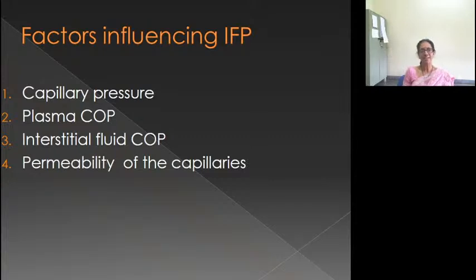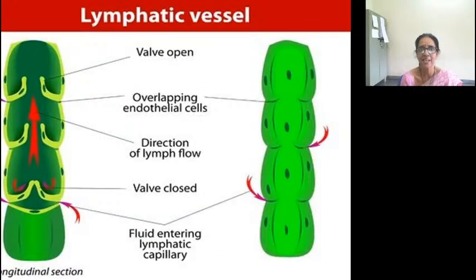So these are the four factors: increased capillary pressure, decreased plasma colloidal osmotic pressure, increased interstitial fluid colloidal osmotic pressure, and increased permeability. Whenever the proteins are more in the interstitial fluid, more water is dragged into the interstitial fluid. All this put together will influence your interstitial fluid pressure, and whenever the pressure is more in the interstitial spaces, the rate of lymph flow also increases. So the lymphatic pump also plays an important role.